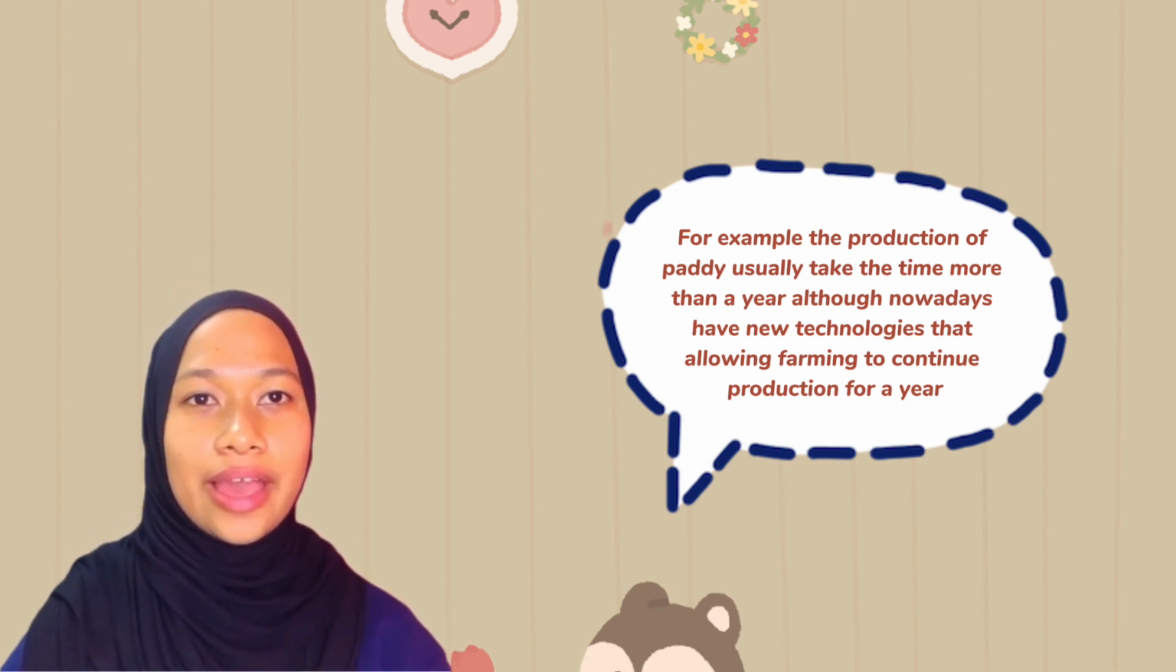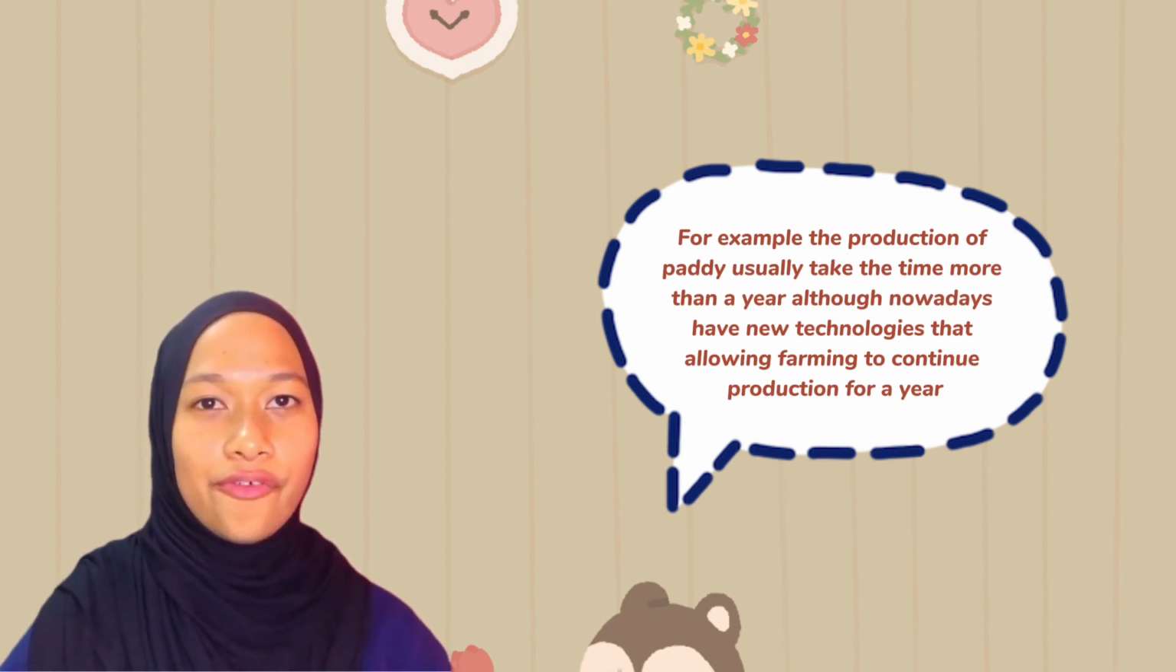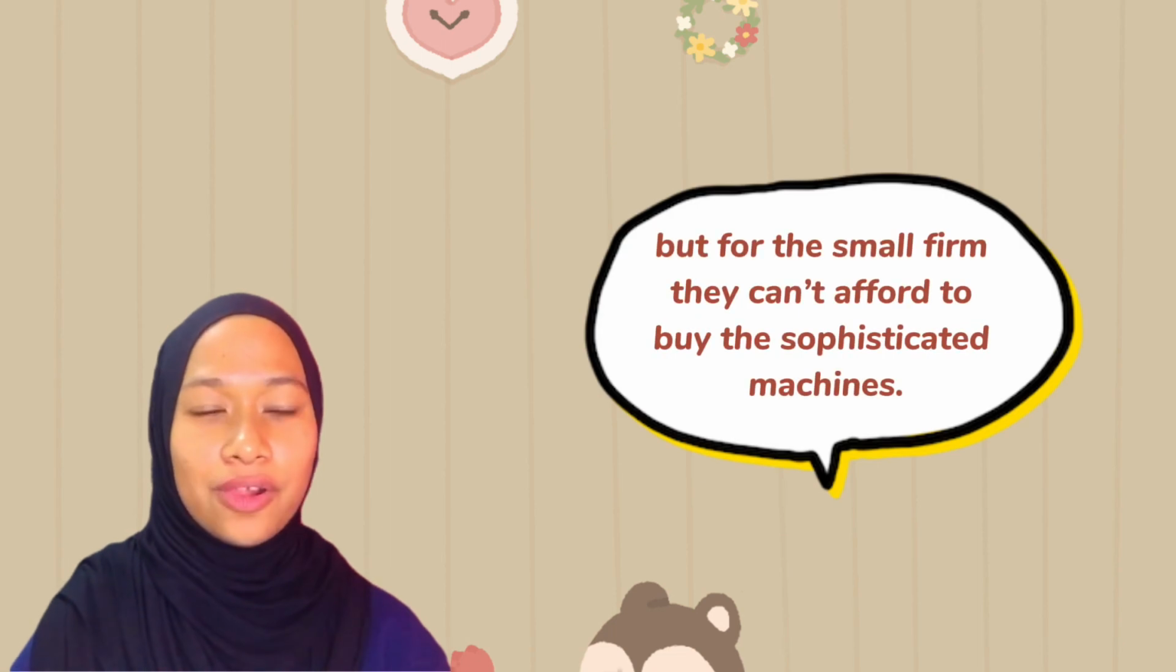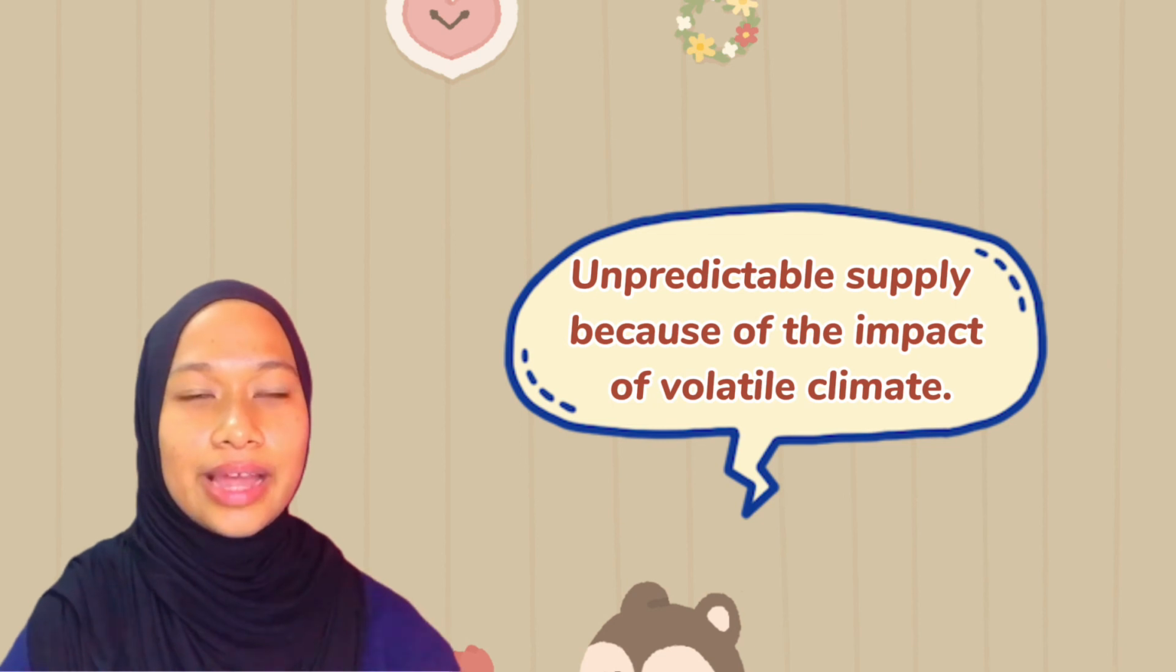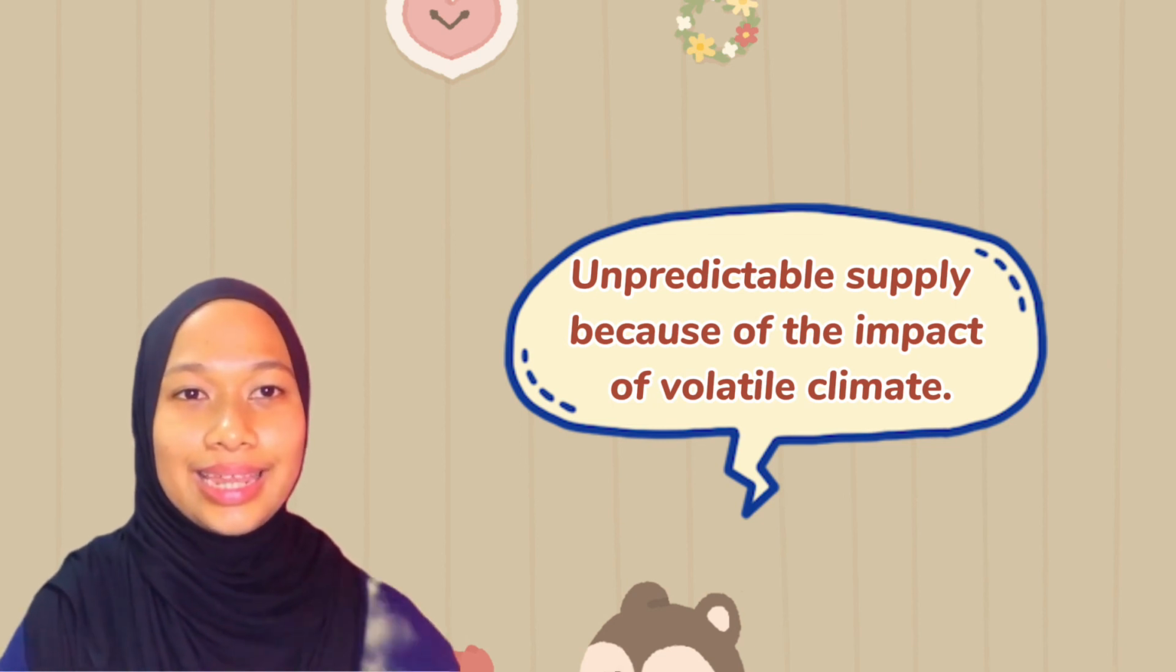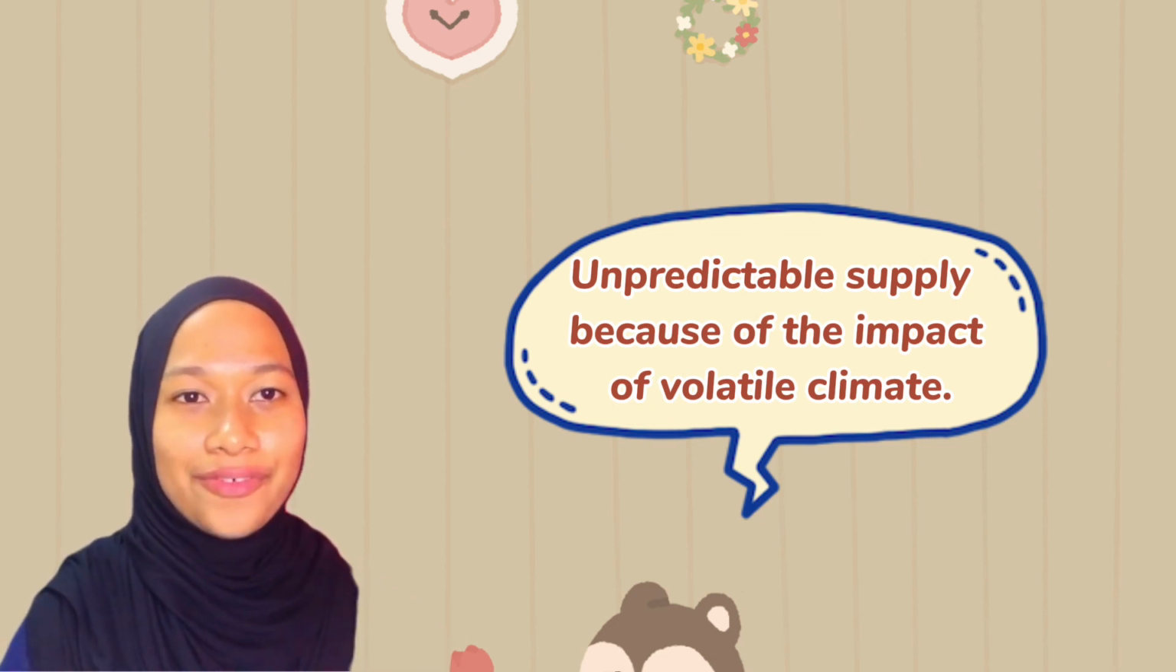Although nowadays there are technologies that allow farming to continue production for a year, for the small firm, they can't afford to purchase the sophisticated machines. For the last point in the agriculture sector, there is unpredictable supply. It is because of the impact of volatile climate.